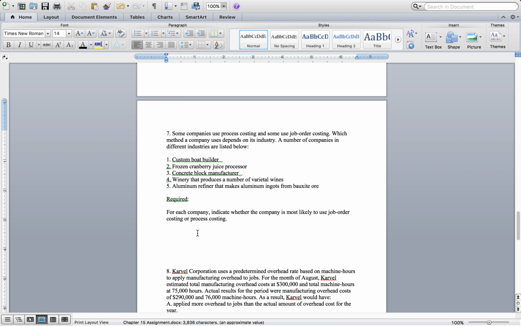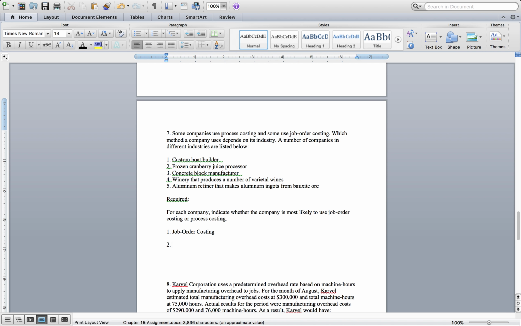Okay, let's go to the next one now. Some companies use process costing and job order costing. The method depends on the industry. Process costing is when you make all the same product, one size fits all. Job order is for specific jobs. Let's go over each one. A custom boat builder: if it's a custom boat builder, it has to be job order costing. Remember, like it says there, it's custom made.